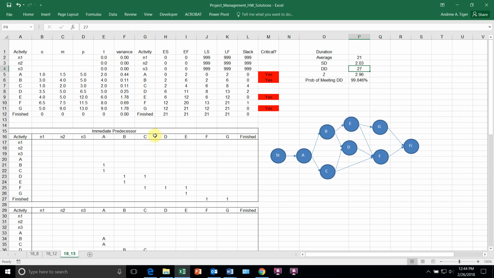If you would just quote the 21, you would get 50%. So you don't want to quote the average when we have variability in our project activity times.